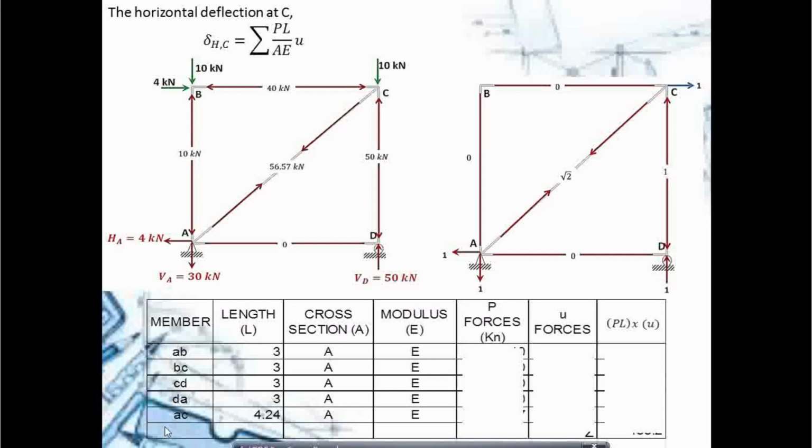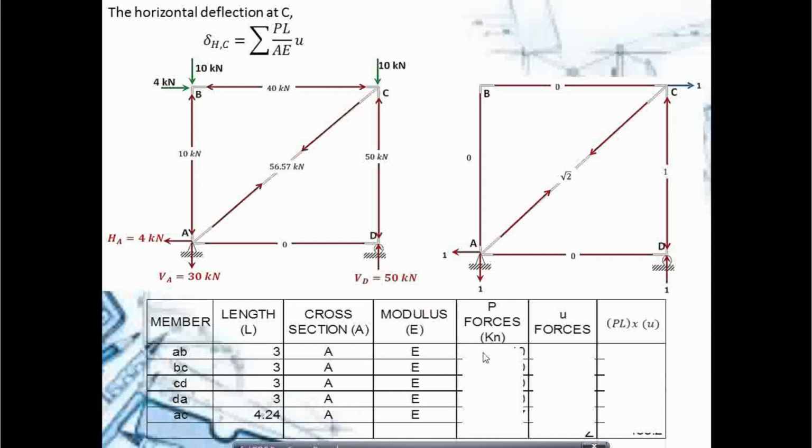First column is the members of the truss. Second column is the length of each member. Cross-section, modulus of elasticity, P, U and PL times U. Okay. So there are 1, 2, 3, 4, 5 members for this truss. And nilagay na rin, alam na natin yung mga lengths that is already given in the problem. The cross-section, constant, kaya nilagay ko lang na A, constant itong values na to. Or kung gusto nyo naman, ilagay niyo yung value na given, that is 1,300 mm squared. Modulus of elasticity given din siya, that is 200 gigapascal.